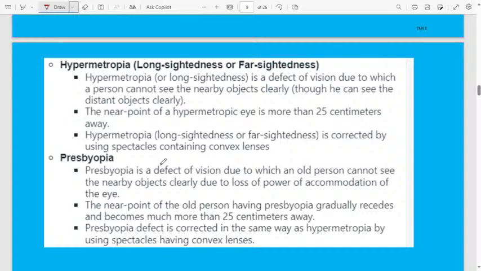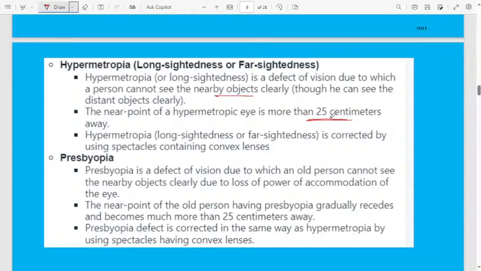Hypermetropia is a defect of vision due to which a person cannot see a near object, though he can see a far object. This is the reverse of myopia. Hypermetropia means that the person is able to see a far object, but he is not able to see a near object. The near point of a hypermetropic eye is more than 25 centimeter away.